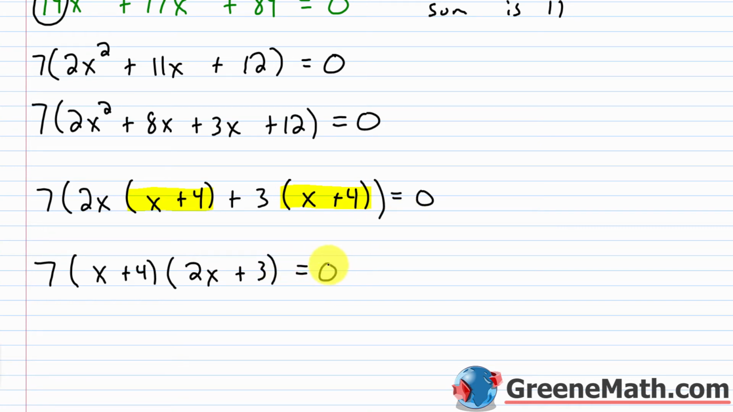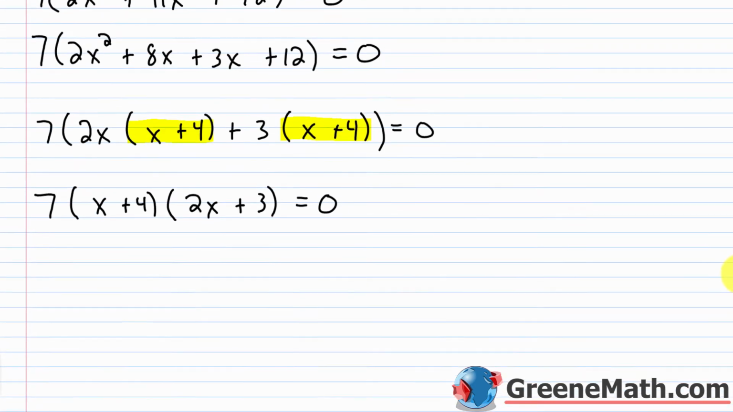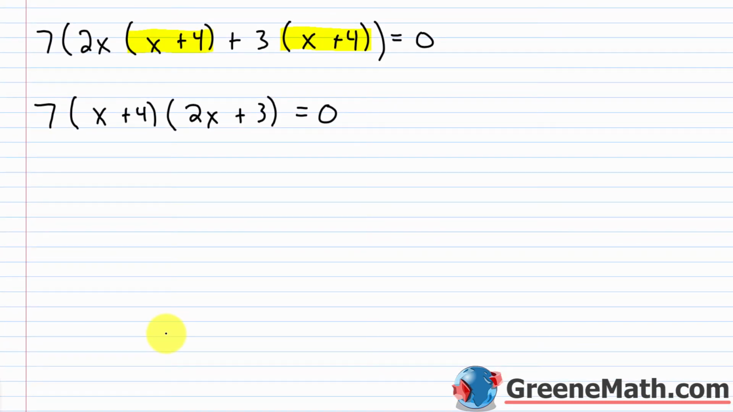Okay, so let's scroll down and get some room going. Now, I have 3 factors here. 7 is multiplied by the quantity x plus 4, which is multiplied by the quantity 2x plus 3. So 3 factors. This is a factor. So is this. So is this. Now, 7 does not have a variable involved. Do I need to set it equal to 0? No. I'm not going to waste my time. I'm only going to set a factor with a variable equal to 0.